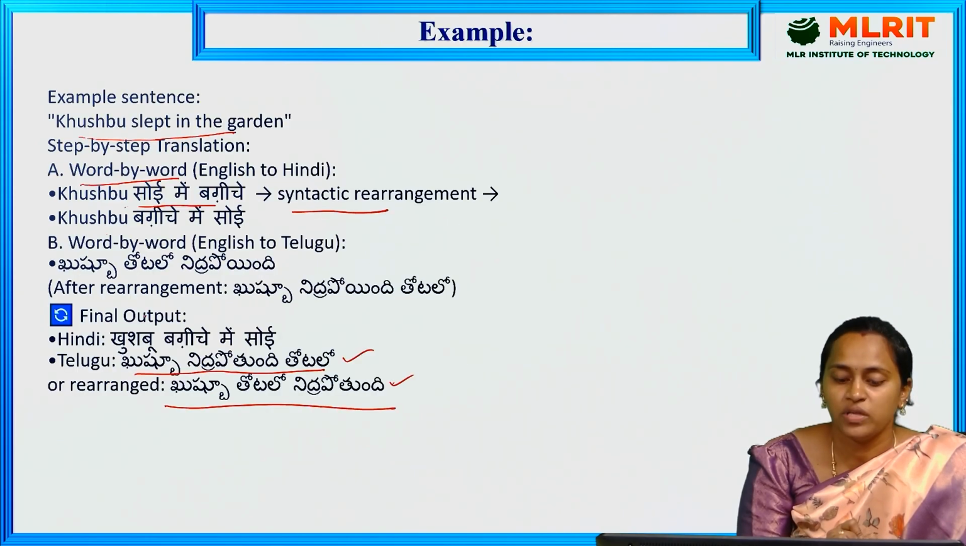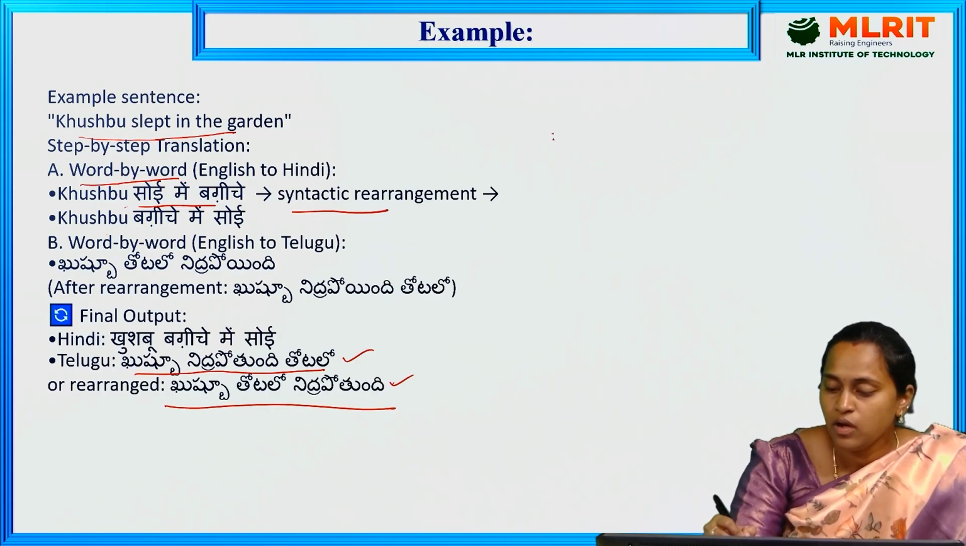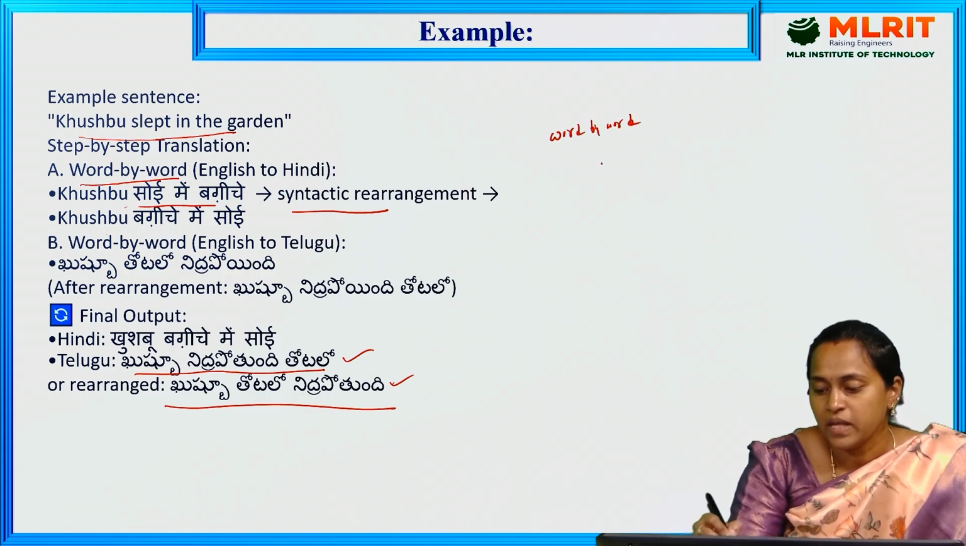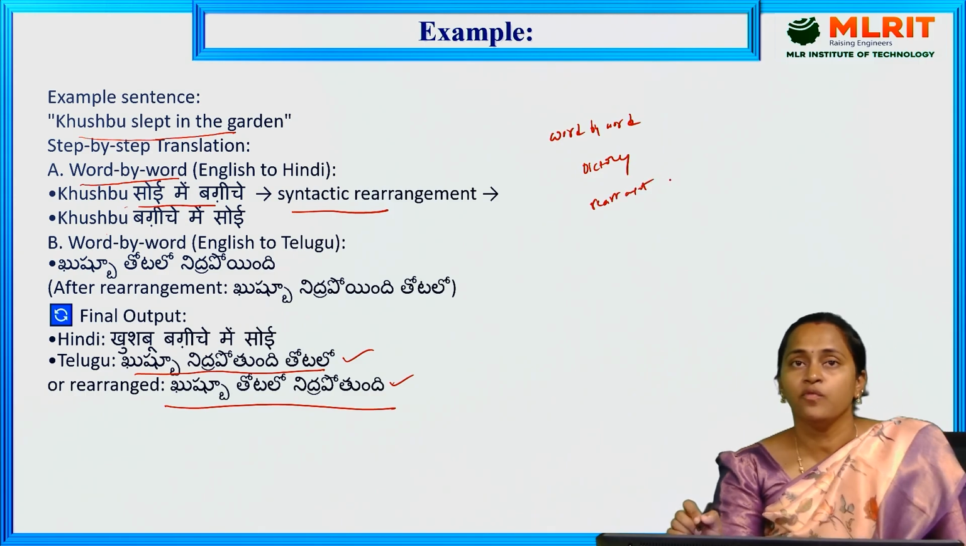We have to follow these 3 steps. First one, word by word order. Next, find the dictionary form of the word. And finally, rearrangement. We have to follow these steps.